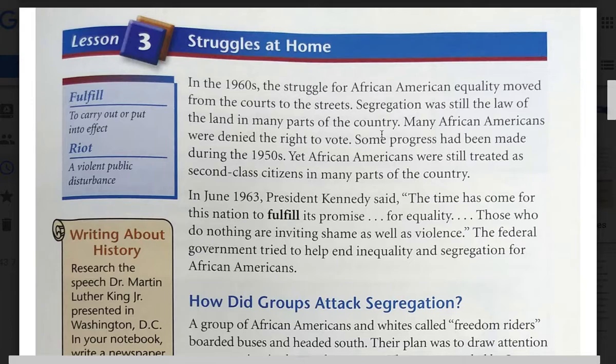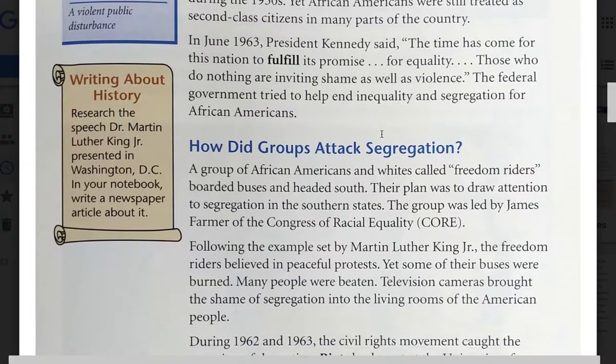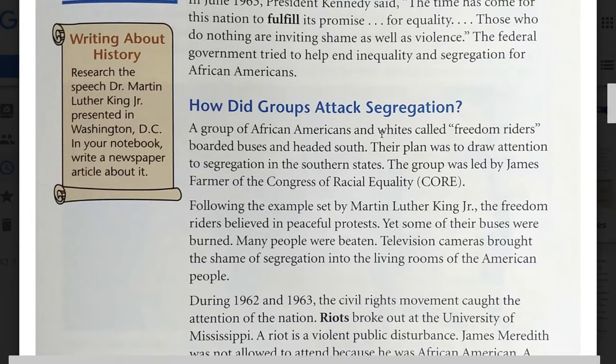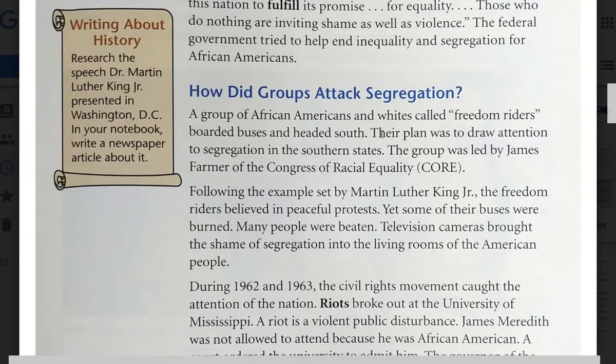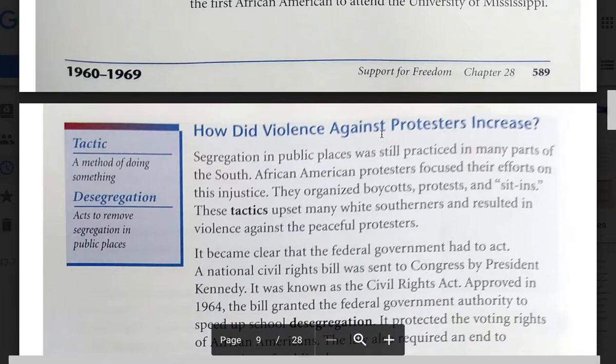Okay. First word is fulfill, to carry out or put into effect. Next word is riot, a violent public disturbance. Question is, how did groups attack segregation? Another vocab, tactic, a method of doing something. Desegregation, acts to remove segregation in public places. Another question, how did violence against protesters increase?